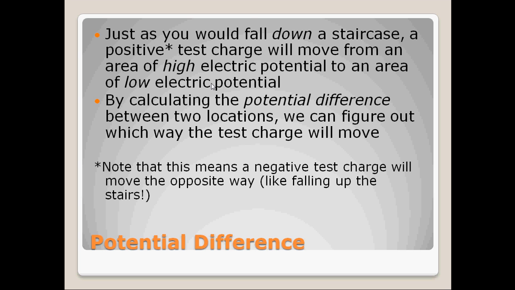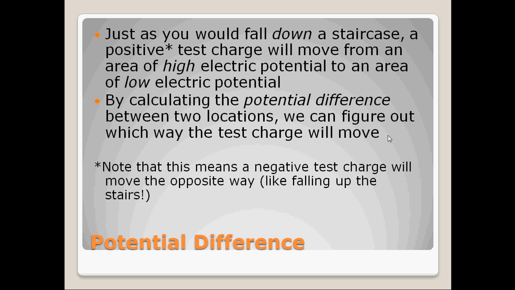In the same way, any positive test charge in an electric field will always move from an area of high electric potential to an area of low electric potential. Basically, our positive test charge is falling down the stairs, going from high energy to low energy. So a lot of times what we'll do is look at the potential difference between two locations and then figure out which side is lower. That's the way that our positive test charge is going to move.